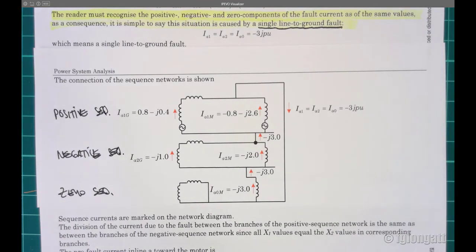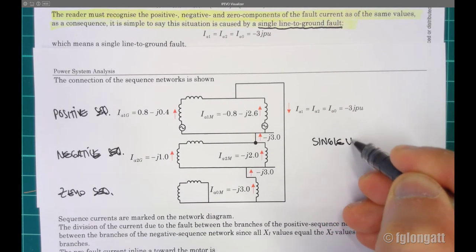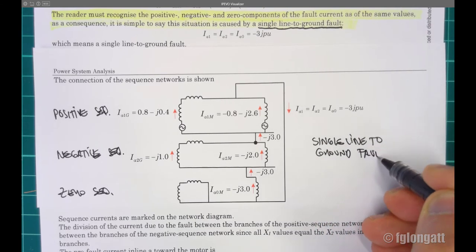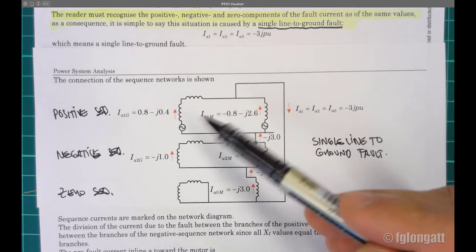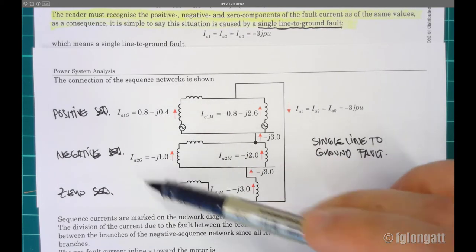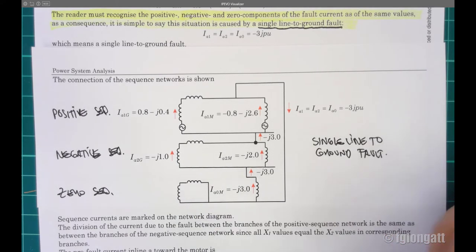As you can see over there, they are positive sequence, negative sequence, and zero sequence, and all of them are interconnected in series, because this is a single line to ground fault. Here you can see the positive sequence contribution coming from the generator, the negative sequence contribution coming from the generator, and there is not a zero sequence contribution coming from the generator.